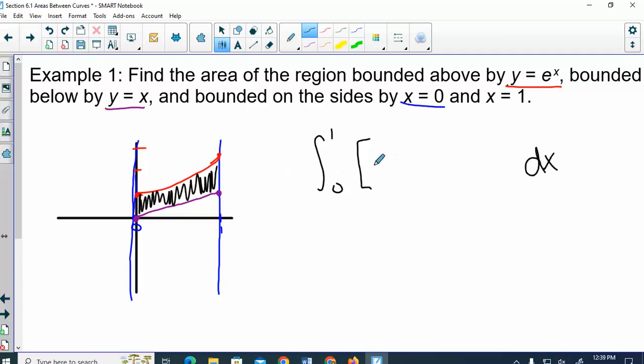So the top one was y equals e to the x. So we're just putting the e to the x minus the bottom one, which was x. Okay. So now we integrate. What is the antiderivative of e to the x? Minus antiderivative of x.